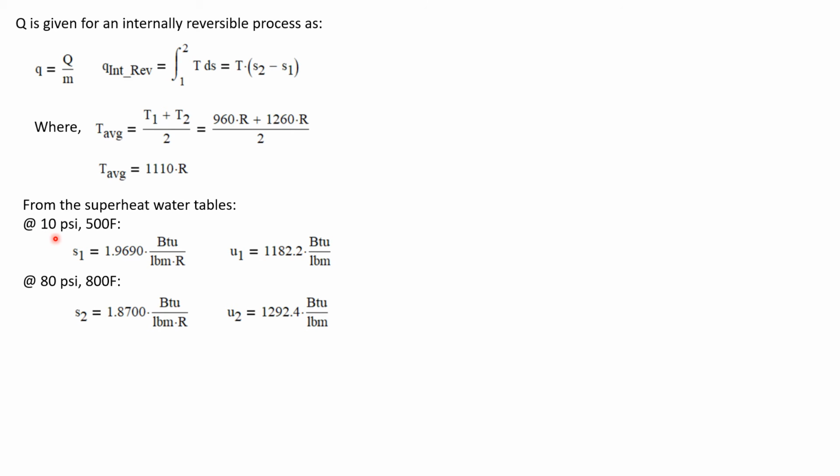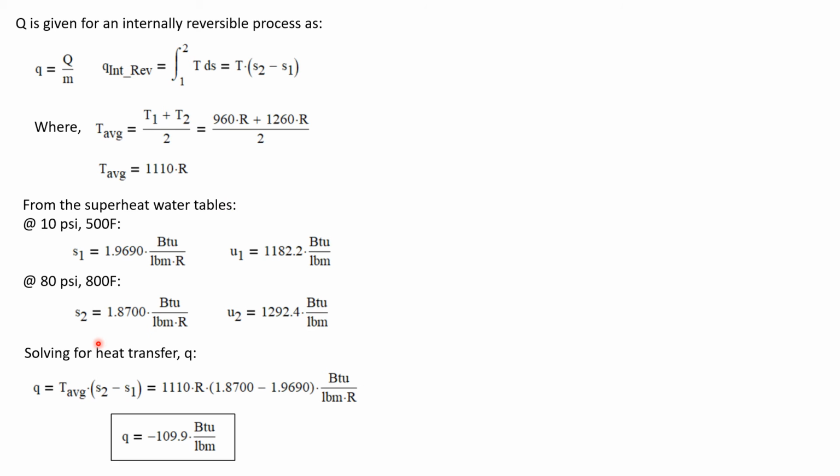So let's go to the superheat tables. The first one would be at 10 psi and 500 degrees Fahrenheit. I'm going to get a value here for s1 and u1. And at 80 psi and 800 degrees Fahrenheit, I'll get a value for s2 and u2. Now I can solve for the heat transfer q.